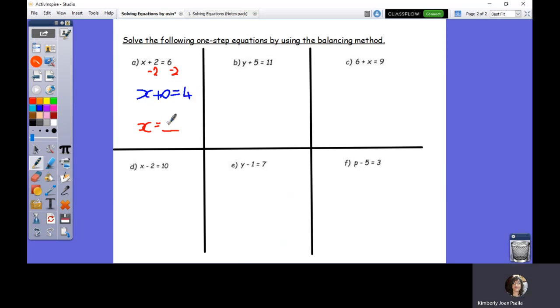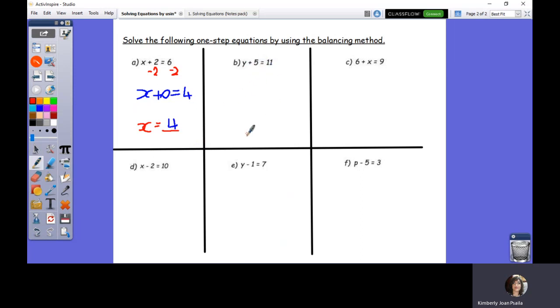Therefore, x is equal to 4. We can check this answer by substituting this x with 4. So 4 plus 2 gives us a value of 6. So our answer here is correct. Let us move to the next question.